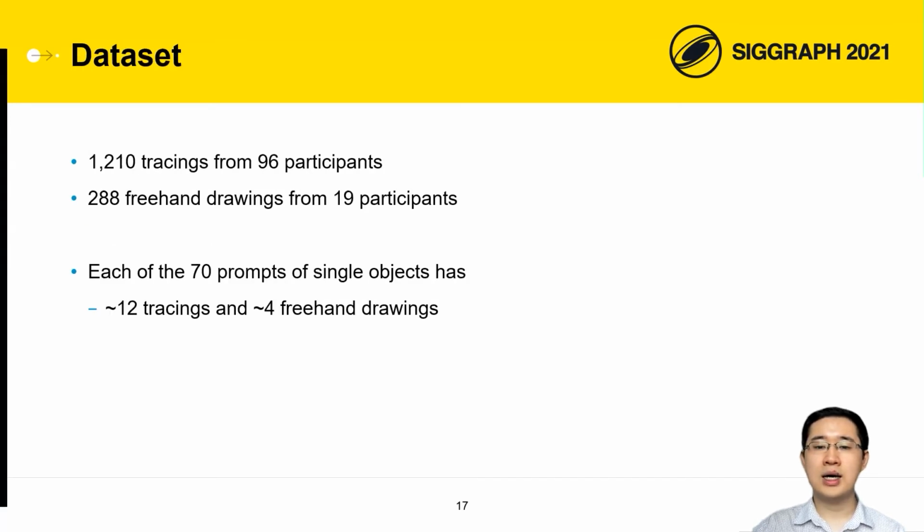The resulting dataset has 1,210 tracings from 96 participants and 288 freehand drawings from 19 participants. 5 artists contributed both tracing and freehand drawings. We did not collect freehand drawings for 30 prompts of complex scenes, as it would be difficult to register them. Each of the remaining 70 prompts of single objects has about 12 tracings and 4 freehand drawings.